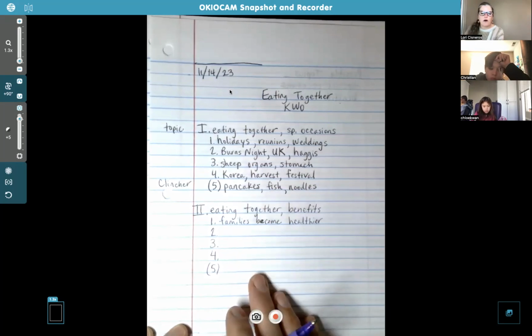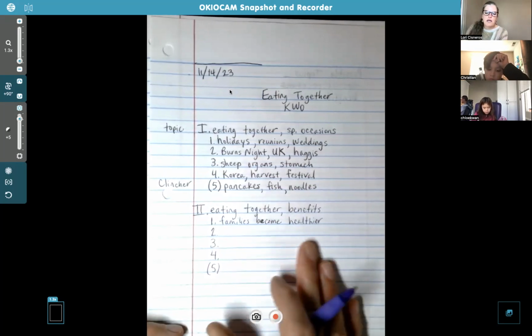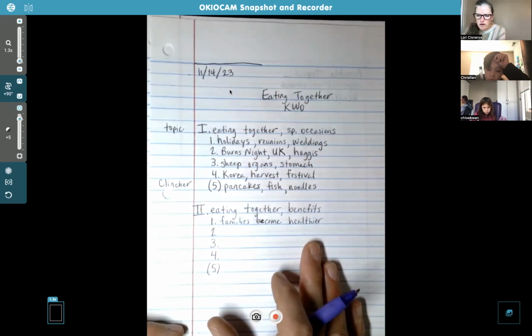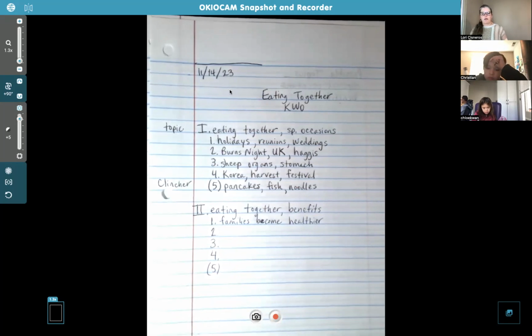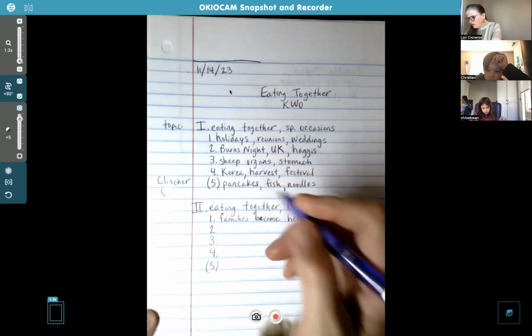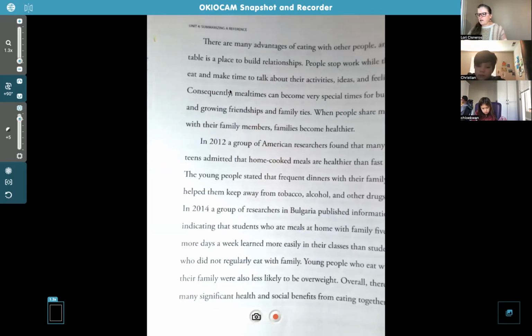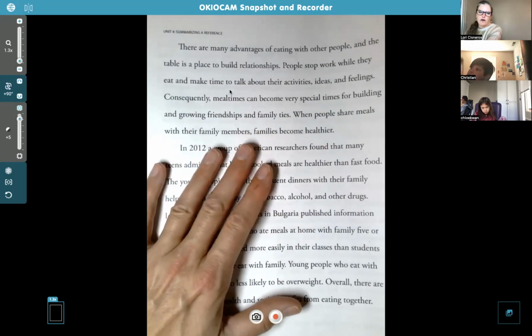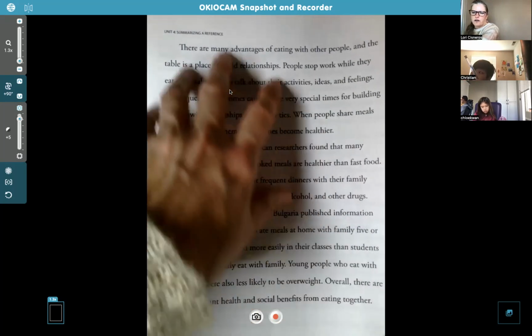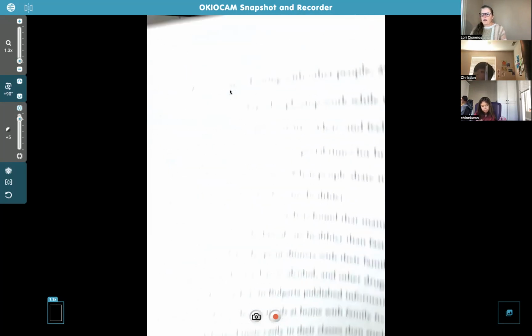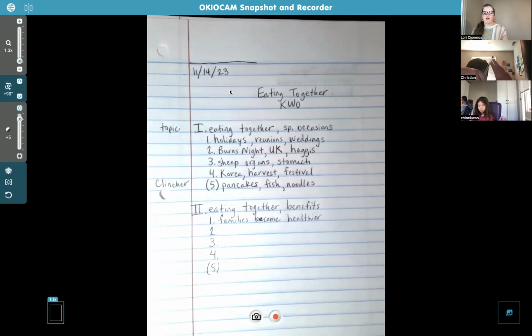And now we can keep going with that thought. Families become healthier. How do they become healthier? What does that mean, that families become healthier? I'm going to give you guys a clue: look at the back of your article. That's where all the information is with how it benefits you. Okay. So families become healthier. What's an example of that, Chloe?